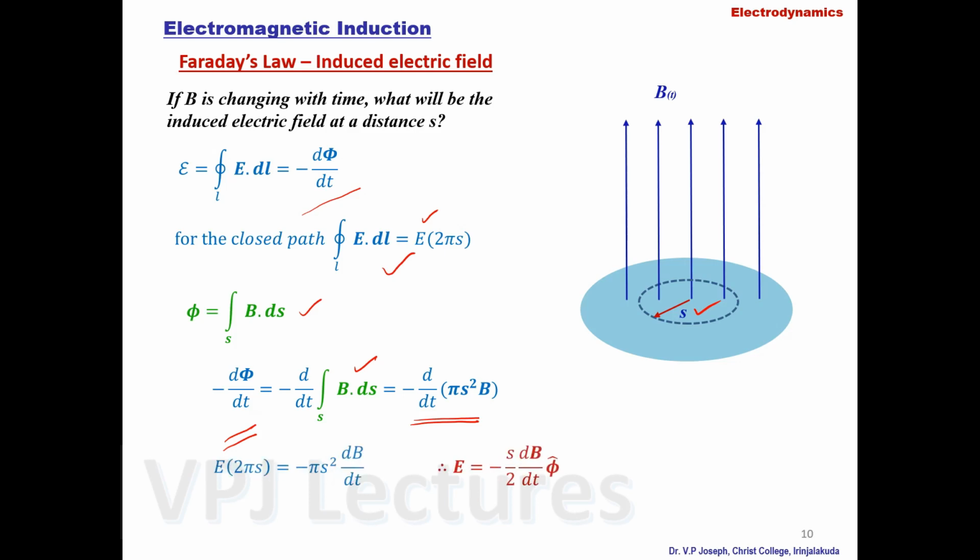So expanding, the left hand side is given by E into 2 pi s, and the right hand side is given by minus pi s square dB by dt. Or the equation for the electric field is given by E is equal to minus s by 2 dB by dt along the azimuthal direction. So this is the expression for the electric field.